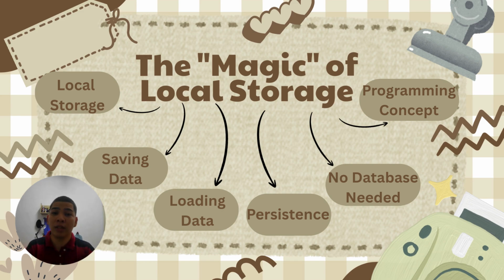For this section, I will explain how our application remembers data even after the page is refreshed or the browser is closed. It is divided into 6 parts. First, local storage, then saving data, loading data, persistence, no database needed, and lastly, programming concept.